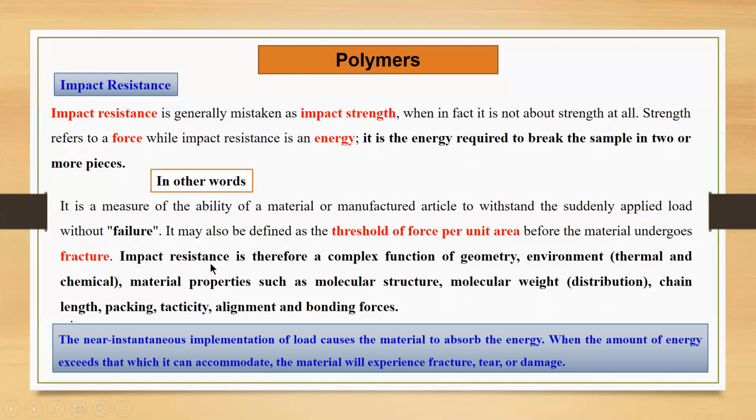Impact resistance is a complex function of geometry. That is, these are the parameters on which the impact resistance depends: the geometry and the environment. By environment, we mean thermal and chemical.